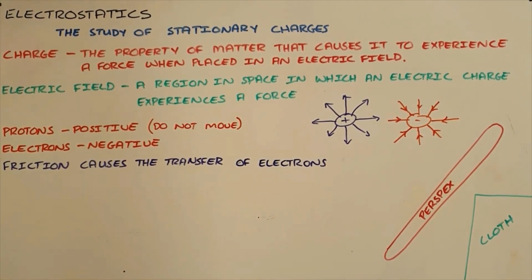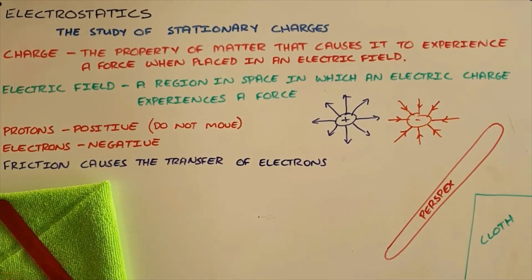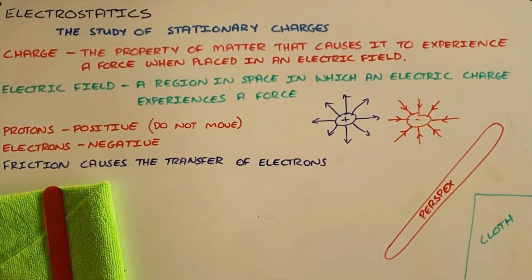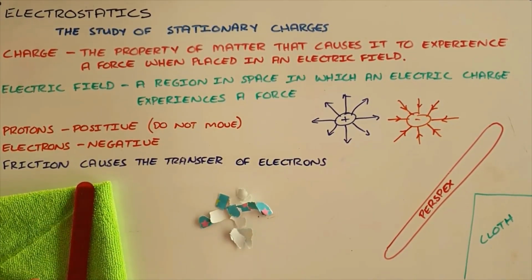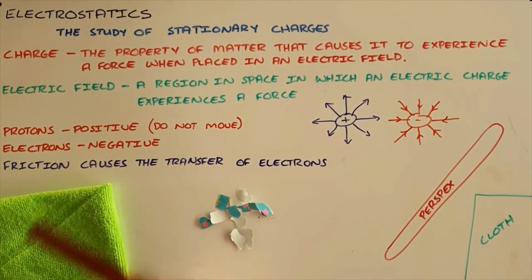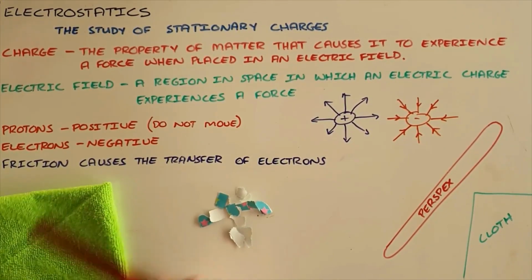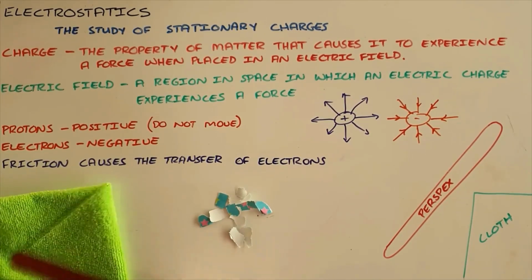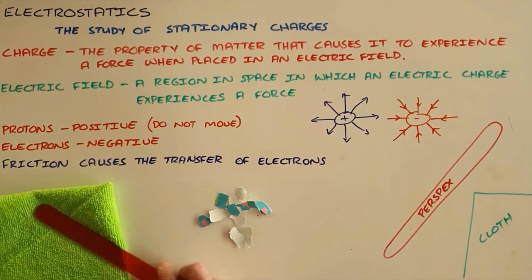We can demonstrate how friction causes a transfer of electrons or a transfer of charge with a very simple setup that has a cloth, a piece of perspex, which is just any normal ruler, and some small pieces of paper. And what we can do is, by rubbing the perspex onto our cloth, what is happening here is that we are transferring the electrons from the cloth onto the perspex, and as a result we are building up a charge on this perspex ruler.